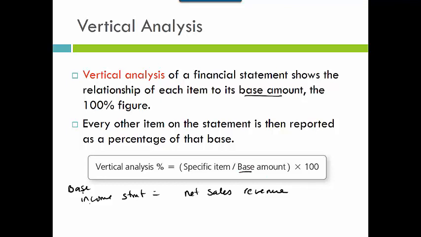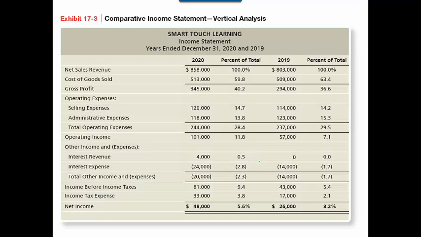If it's a balance sheet, the number that you use for the base is total assets. So all I'm doing in a vertical analysis, if it's an income statement, is expressing every single number as a percent of net sales revenue. If it's a balance sheet, I'm reporting every single number as a percent of total assets. So that's all we're really doing here.